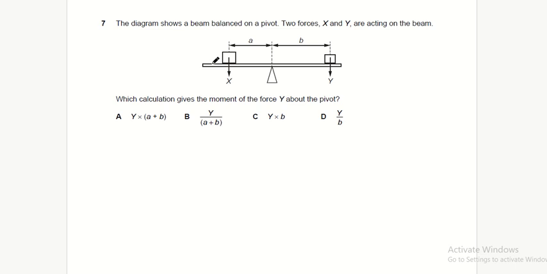Moment of force Y has no relation with that of X or with equating the moment from X and Y. It is only Y times the perpendicular distance to the pivot.